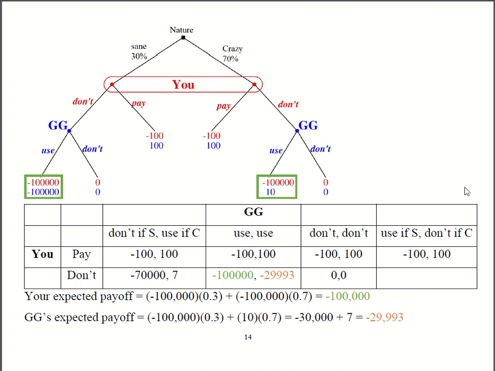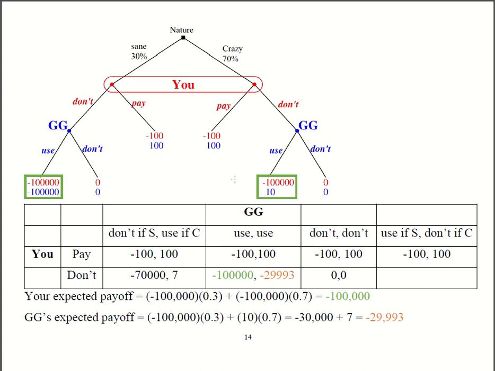So another possible strategy for grenade guy is use. That means use the grenade if you're sane, also use the grenade if you're crazy. So if you play don't pay, you're going to land at this payoff if he's sane. If he's crazy and you play don't pay and he's following this strategy, you're going to land at this payoff over here.